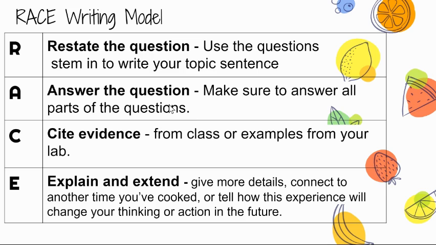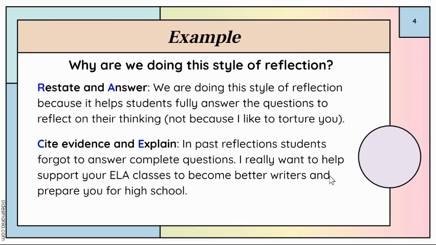Okay. So let's look at an example. My example question is, why are we doing this style of reflection? I chunked R and A together and C and E because it makes more sense just like grammatically when you're writing. So it's a little less confusing. So I'm using part of the question. I said, we are doing this style of reflection. I'm using those exact words right up here. So we are doing this style of reflection because, and now here comes my answer. It helps students fully answer the questions to reflect on their thinking, not because I like to torture you.